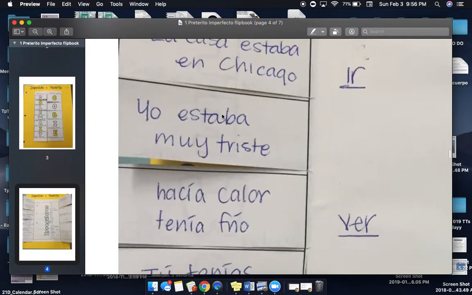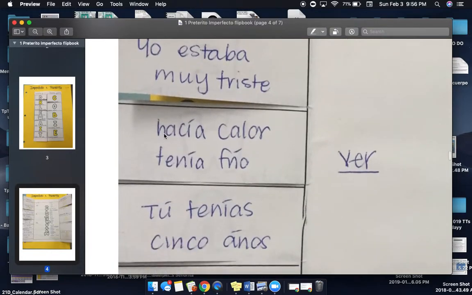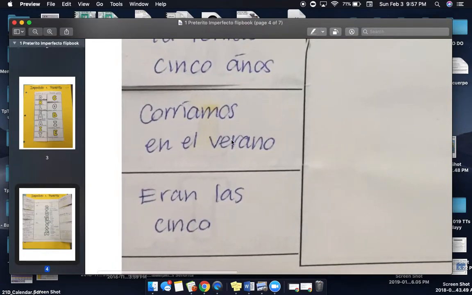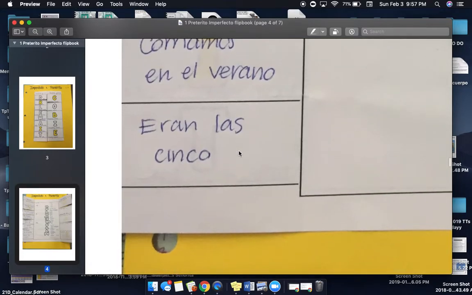An emotion, yo estaba muy triste. Weather, hacía calor o tenía frío. For age, tú tenías 5 años. And again, these are just my examples, silly examples. You can do whatever ones. It always helps to have a visual of what that category looks like. Incomplete action, corríamos en el verano. And for time, eran las 5. Okay, so this concludes our tricks to remember how to use the imperfect.